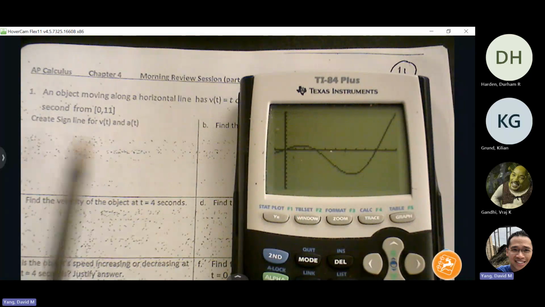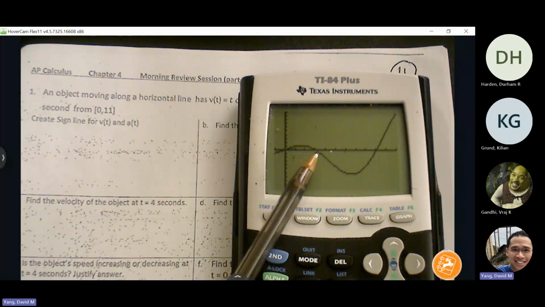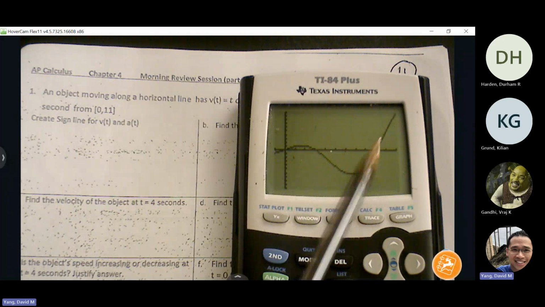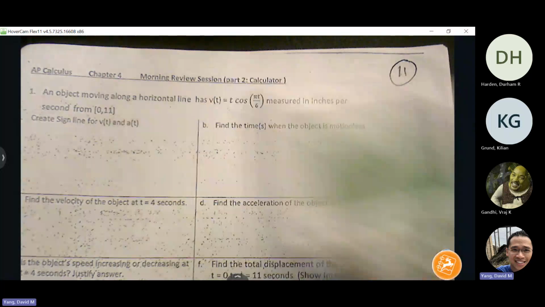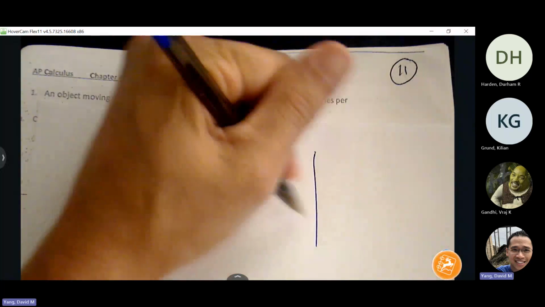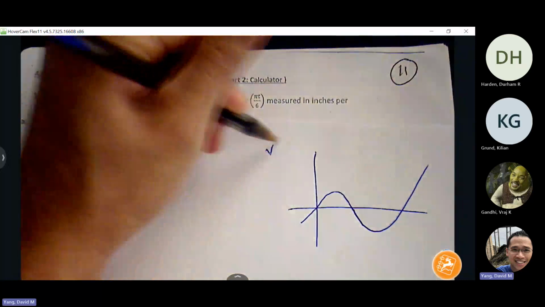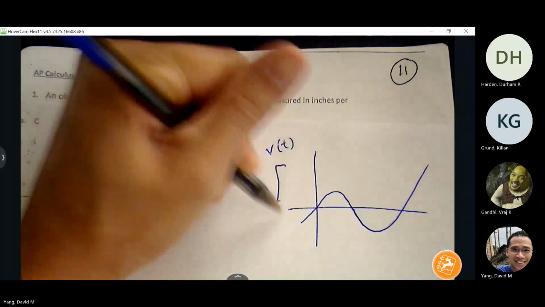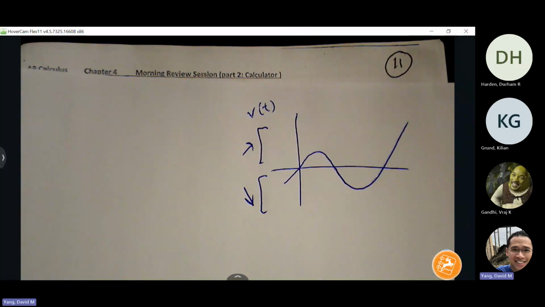Okay, so let's create a sign line for v of t and a of t. So this is the velocity function. Remember, anything above the x-axis is positive velocity, anything below is negative velocity, and anything on the x-axis is where velocity is 0. Essentially, if you want to sketch the graph here, you don't have to do it, but I want to show you what I'm doing here. This is my velocity function. Anything above the x-axis is positive velocity, anything below is negative velocity.